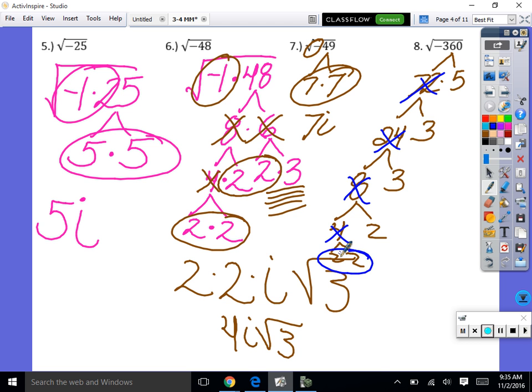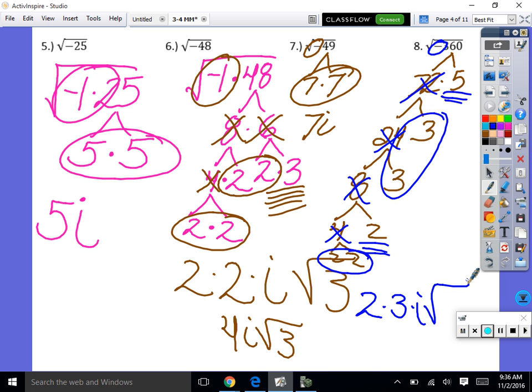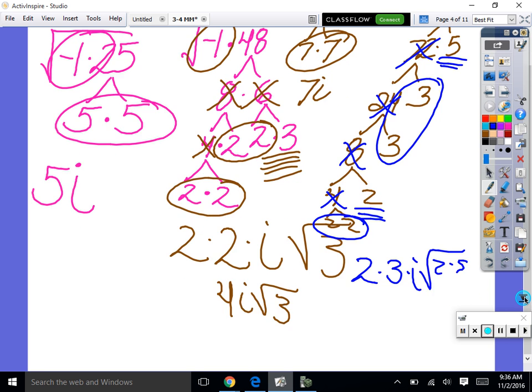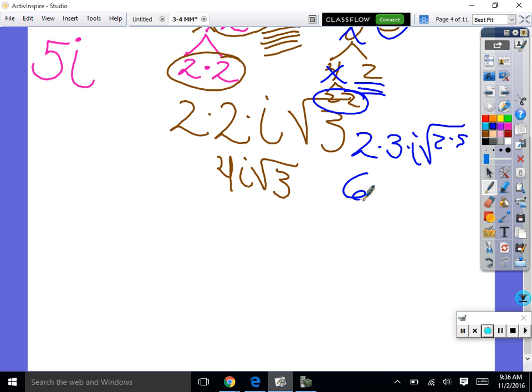We'll pull out a 2 and a 3 and an I. I saw you guys remember that. Way to go. And then left was a 2 and a 5. So we have this on the outside, a 2 and a 3 and an I. And then left under the house was a 2 and a 5. 2 times 5. So our final answer would be 6. 3 times 2 is 6. I square roots of 10.